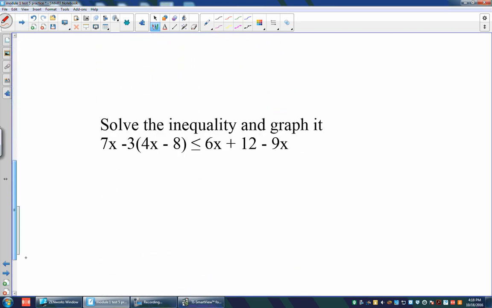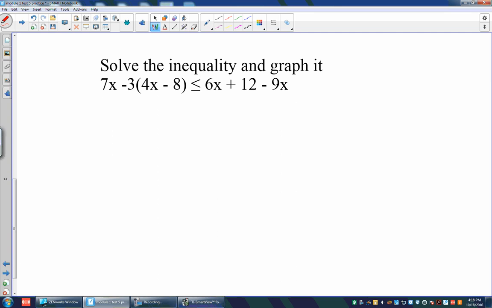And one more. Solve the inequality and graph it. Woohoo! This is positive. That's negative. We'll deal with that in a second. Let's try combining all like terms first. 7x. Why did I bring it down? Because those two things are touching. I have to multiply them. That's minus 12x. Plus 24 is less than or equal to.